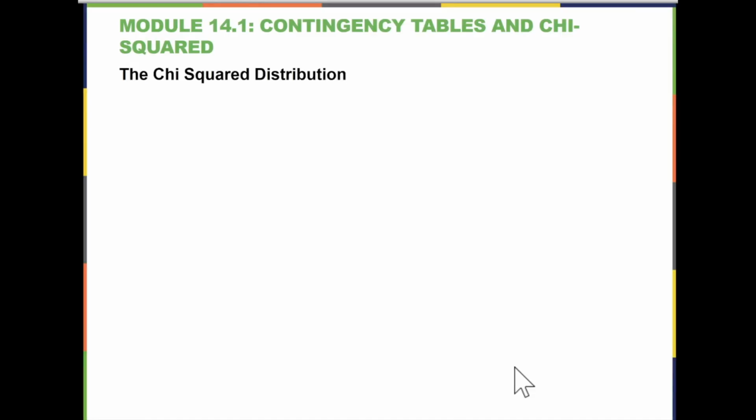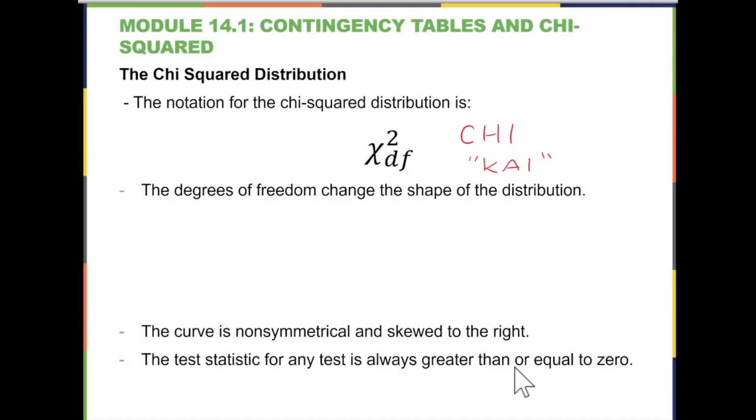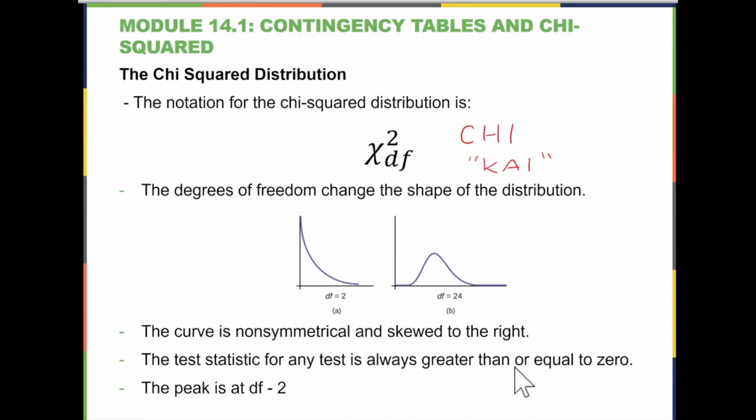Some rules about the chi-squared distribution. The notation for the chi-squared distribution is Greek, and it comes from chi-squared. It's spelled C-H-I, but we do pronounce that as chi. The degrees of freedom change the shape of the distribution. The curve is non-symmetrical and skewed to the right. The test statistic for the test is always greater than or equal to 0. And the peak is at degrees of freedom minus 2.